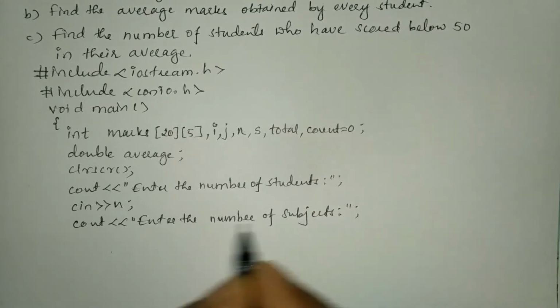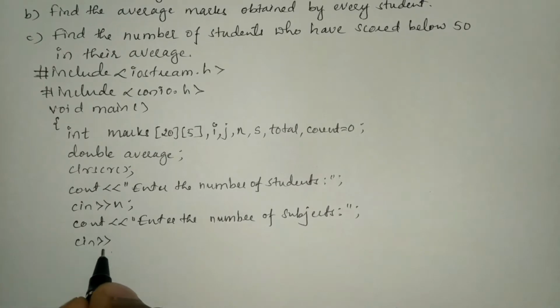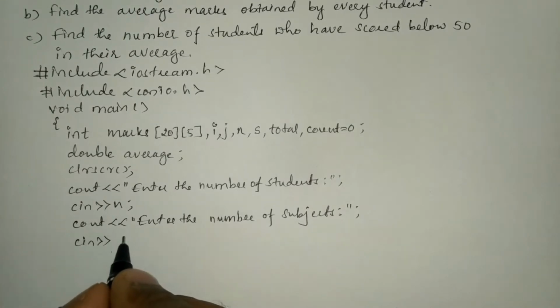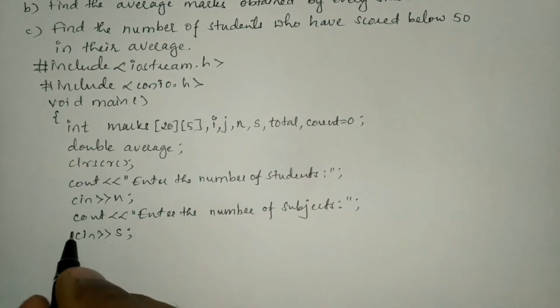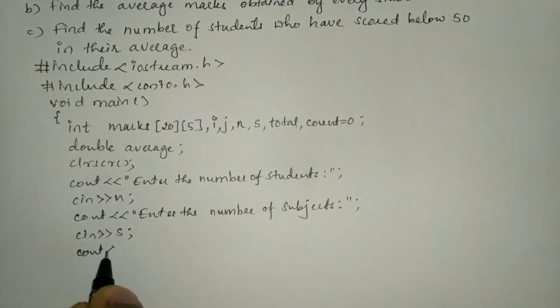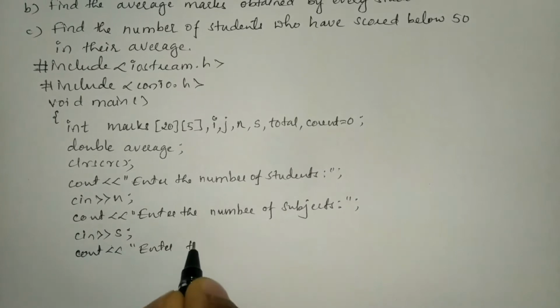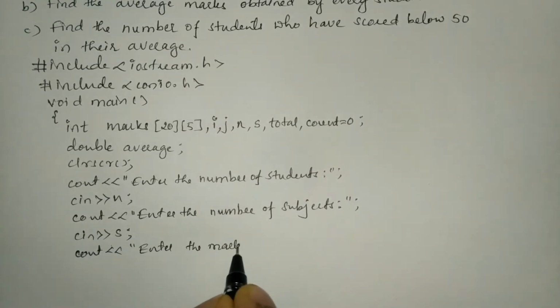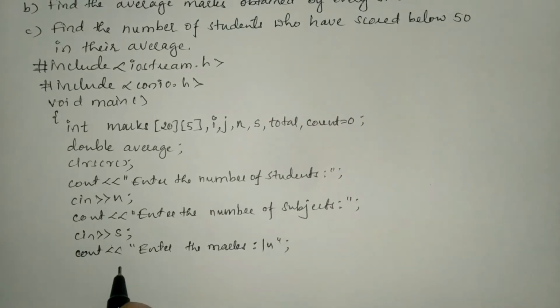So end the double quotation mark and put semicolon, and we are going to receive the response from the user through keyboard using cin stream extraction operator, and here we'll take this variable called s. Now let us ask the user to enter the marks using cout stream insertion operator in a double quotation mark I'm going to write enter the marks. So backward slash n, end the double quotation mark and put semicolon.